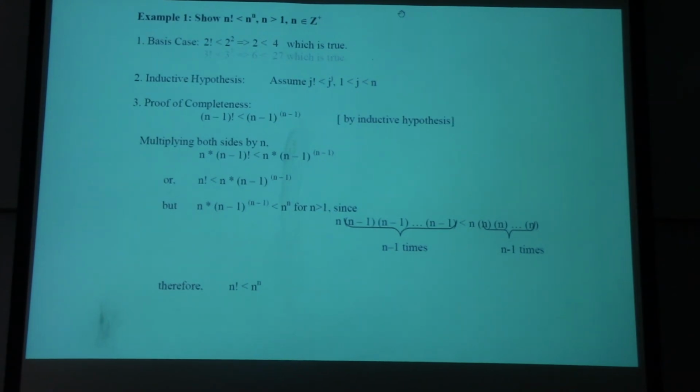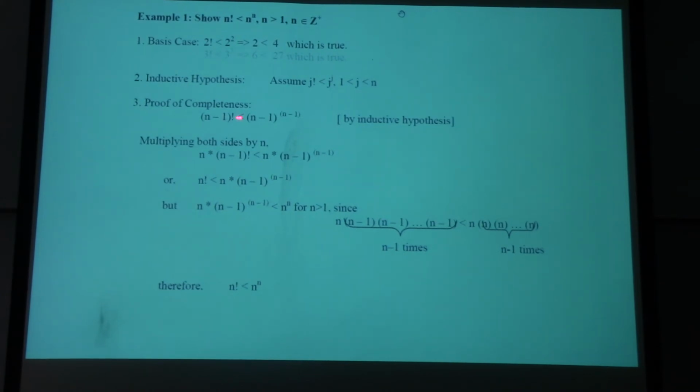So what is the maximizing value of j in our assumption? n minus 1, which means that I will substitute n minus 1 for j, so it's going to be n minus 1 on the right side, and n minus 1 factorial on the left side. So that is my maximizing step from the inductive hypothesis. n minus 1 factorial is less than n minus 1 to the power of n minus 1.